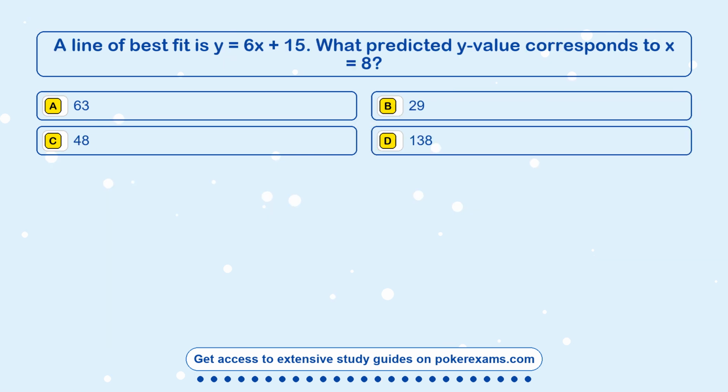Question 25. A line of best fit is y equals 6x plus 15. What predicted y-value corresponds to x equals 8? Option A 63. Option B 29. Option C 48. Option D 138.